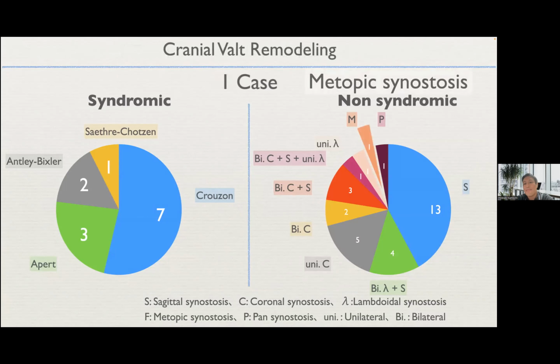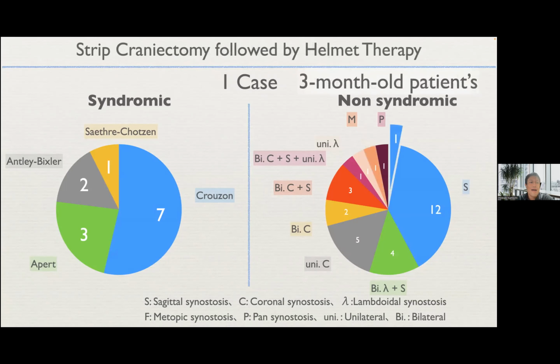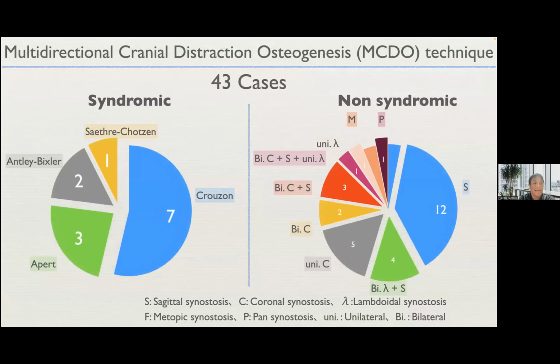1 case of metopic synostosis underwent cranial bone remodeling. The cranial deformity was limited to the forehead and did not require additional intracranial volume. Cranial bone remodeling was selected as the procedure of choice. 1 case of a 3-month-old patient with sagittal synostosis was treated with a strip craniectomy followed by helmet therapy. The remaining 43 cases were treated using the MCDO technique.